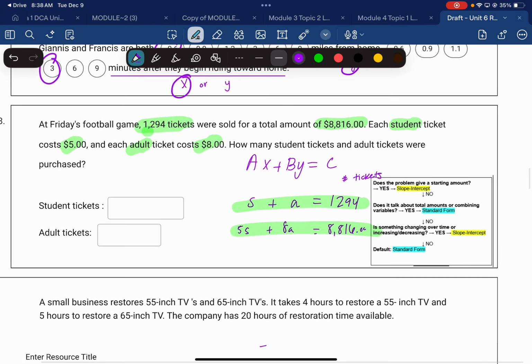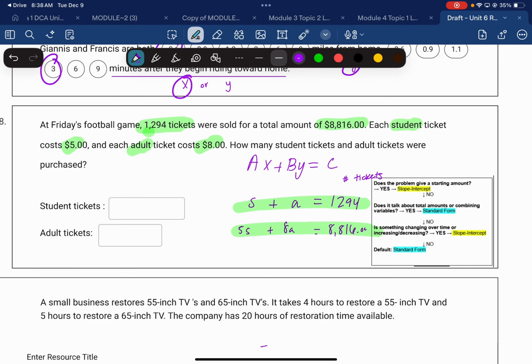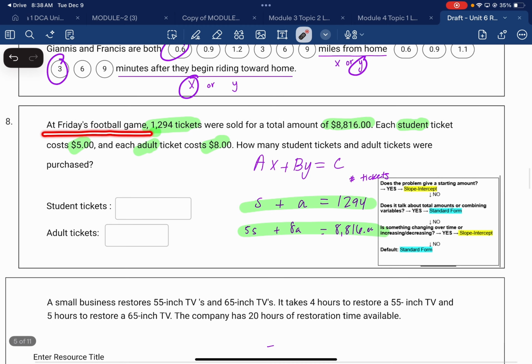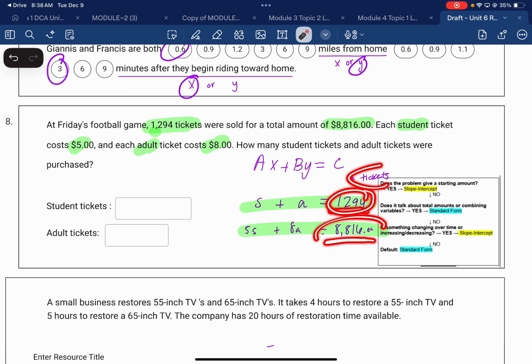All right, here's the next one right here. It was a little confusing. At Friday's football game, you have this many tickets sold, and this is the total amount. So right now we have two total amounts. Here are your two totals. So this number represents tickets. This represents money. All right, each student ticket costs $5. Each adult ticket costs $8. How many student tickets and adult tickets were purchased?